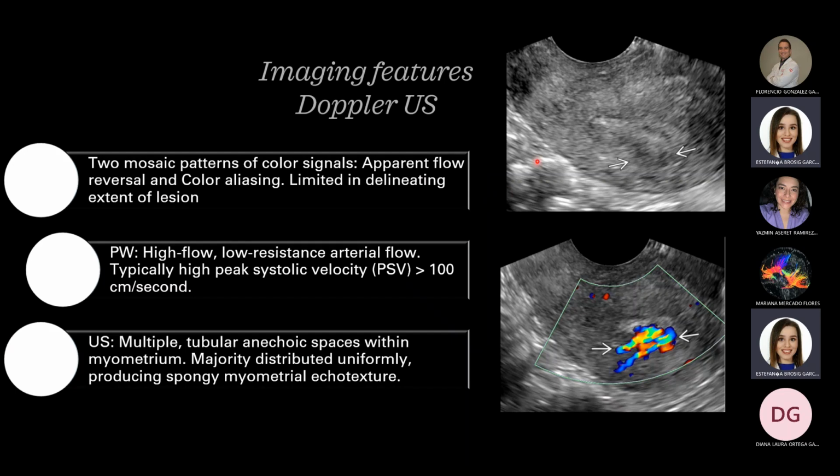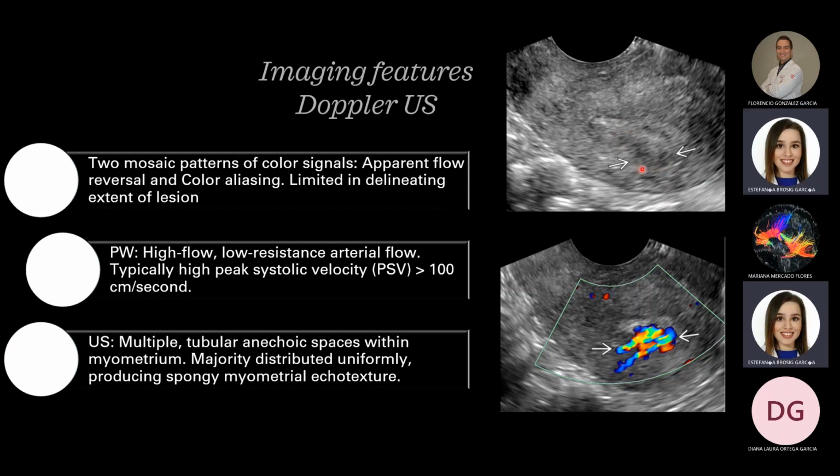We have a sagittal transvaginal ultrasound with color Doppler in this patient, which is the same patient. We can see in grayscale that it has a heterogeneous echo texture characterized by some areas of hypoechogenicity. And during the examination with Doppler, we can see a color aliasing and flow reversal characterize this entity.